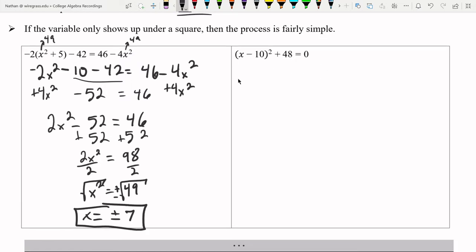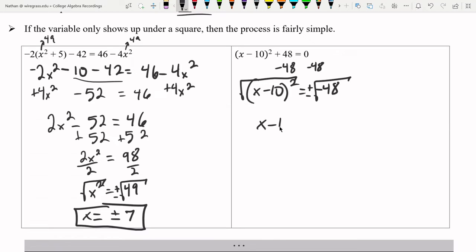Okay, for the next one, same process. The x is underneath the square. In this case, it's inside parentheses, but that's fine. I'm going to subtract the 48 from both sides. That's going to give me x minus 10 squared equals -48. And now I can take the square root. Again, whenever I take a square root, add in a plus or minus.